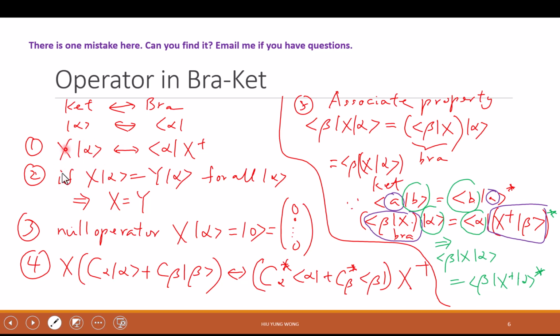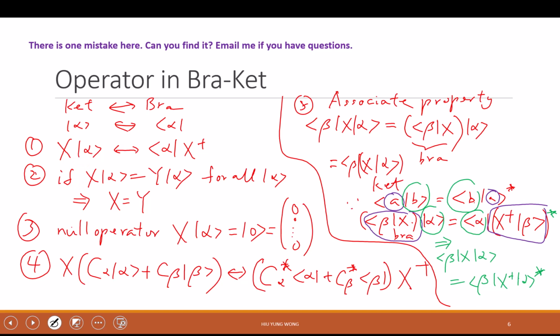Now, X is a matrix. X times alpha is what? Is it a number, a matrix, or a vector? When you have X times alpha, it's a vector. Why? The matrix times a vector. Yeah, very good.